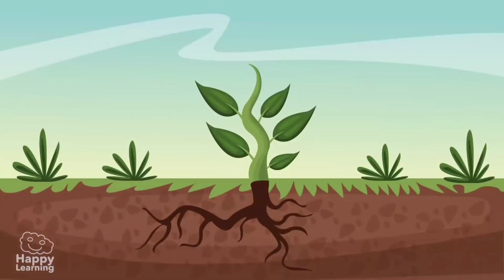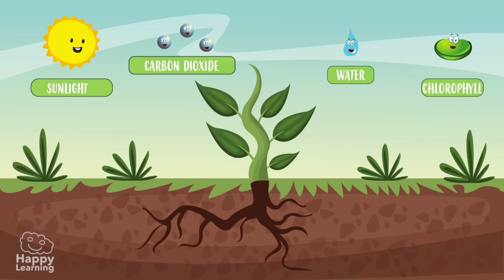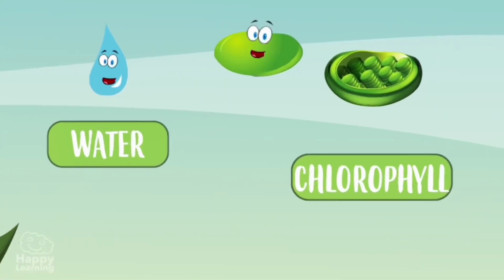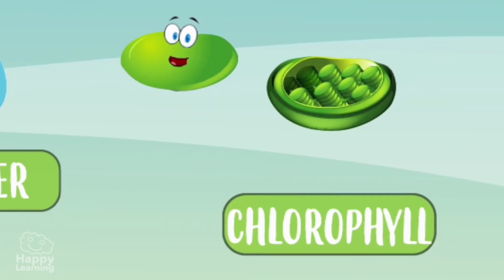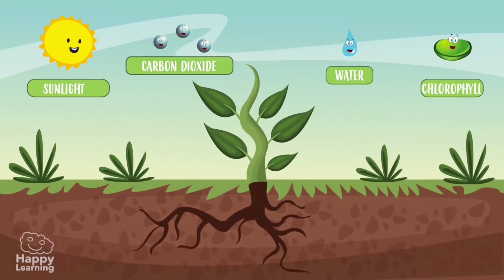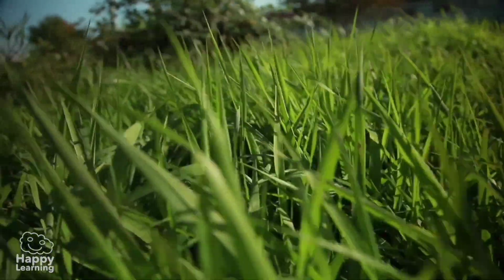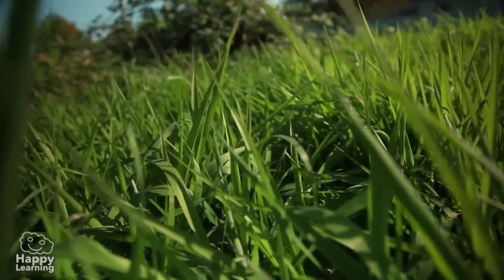For photosynthesis, they need various elements: sunlight, carbon dioxide obtained from the air, water, and chlorophyll, which is a green substance that all plants have and is fundamental for performing photosynthesis, since it could not happen without it. By the way, chlorophyll is what gives all plants their green colour.